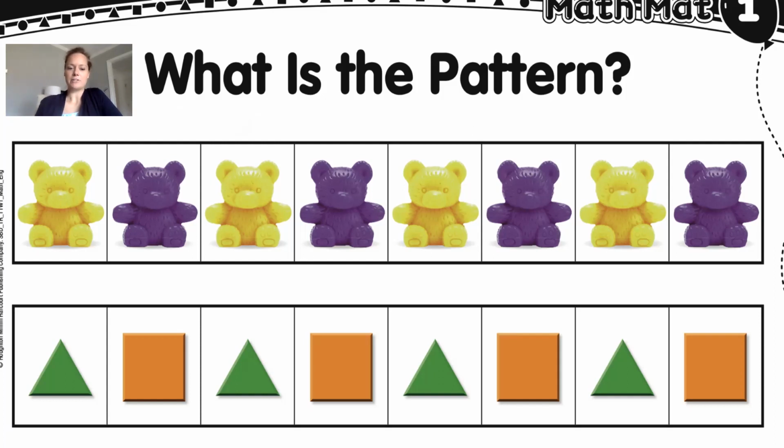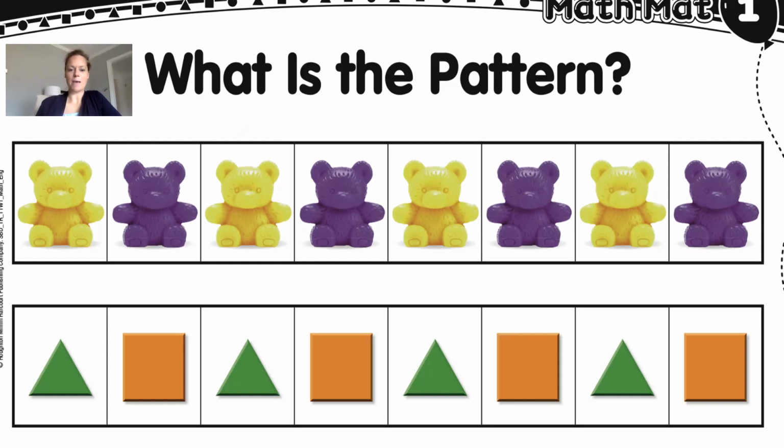Let's look at the next pattern at the bottom where we see the triangle and the rectangle. We've got two colors and two shapes, so that would make it an AB pattern. We have green, orange, green, orange. Or we could say we have triangle, rectangle, triangle, rectangle. I like to say the colors, I think. So I'm going to say green, orange, green, orange, green, orange, green, orange.